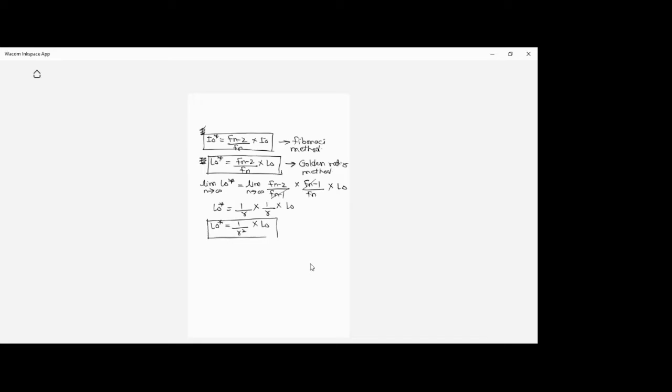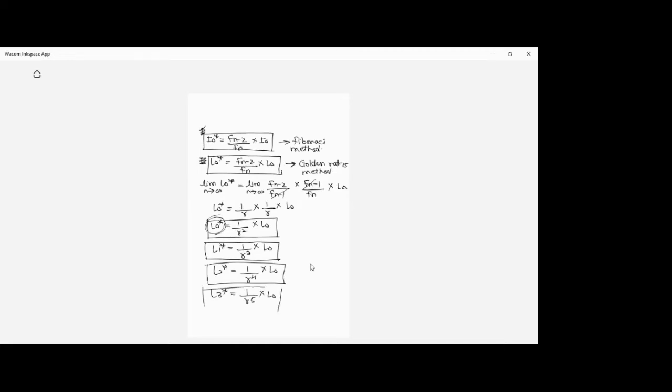So now we are going to use this L0 star for selection of the placements, right? For the selection of the dimensions. So I can also write L1 star is equal to 1 upon r cube into L0 for the next iteration. I can write L2 star is equal to 1 upon r raised to 4 into L0, right? So the formula is very easy to remember. Again, L3 star is equal to 1 upon r to the 5 into L0.